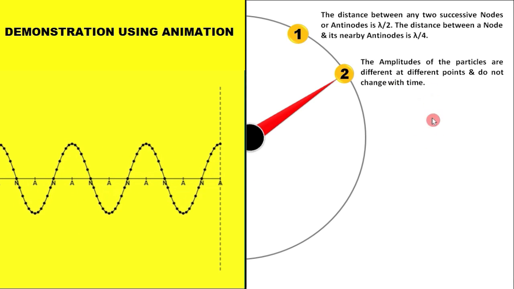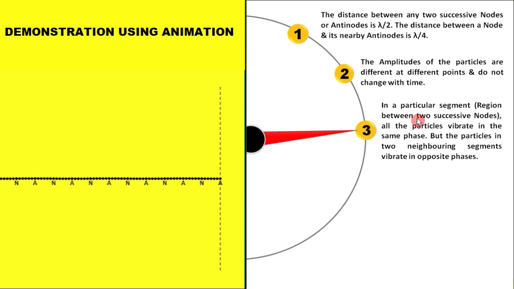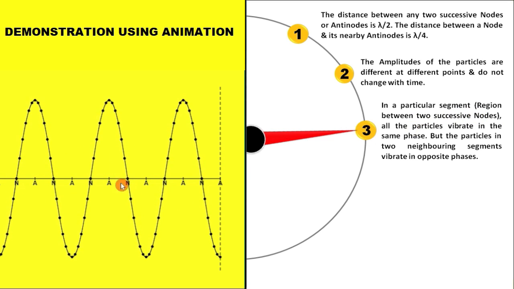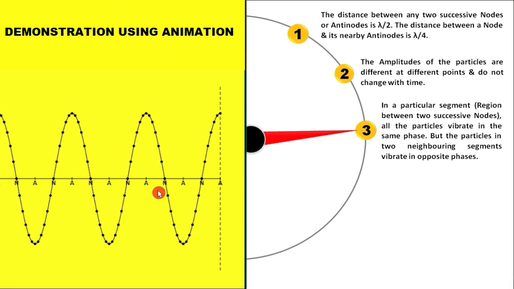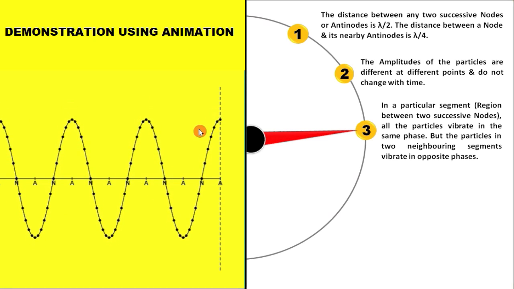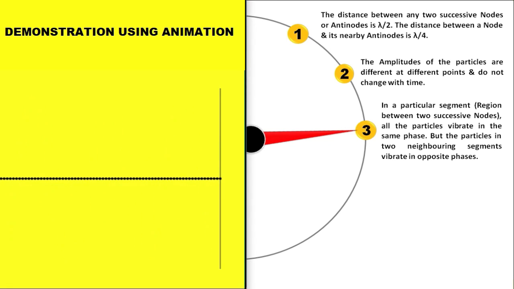But here in standing wave, it is not happening. That is the second point. The next point: in a particular segment. Segment means region between two nodes. Okay, region between two nodes is known as a segment. It will be easier if you understand from that fixed boundary case.